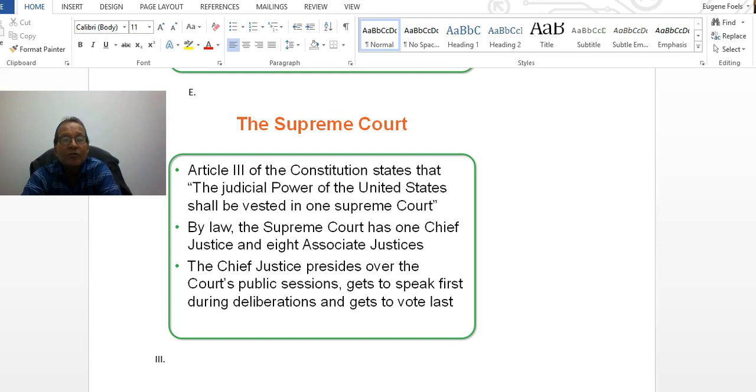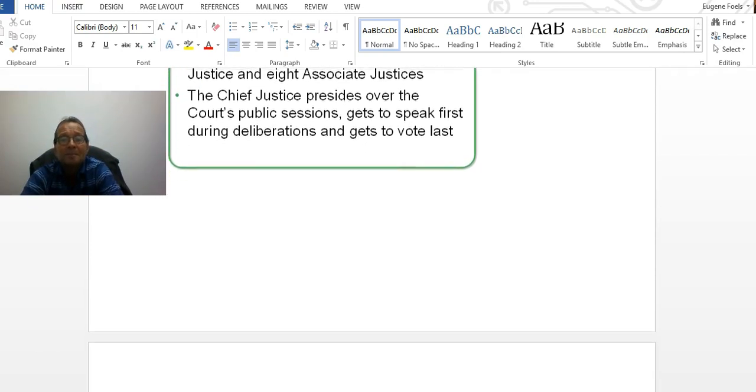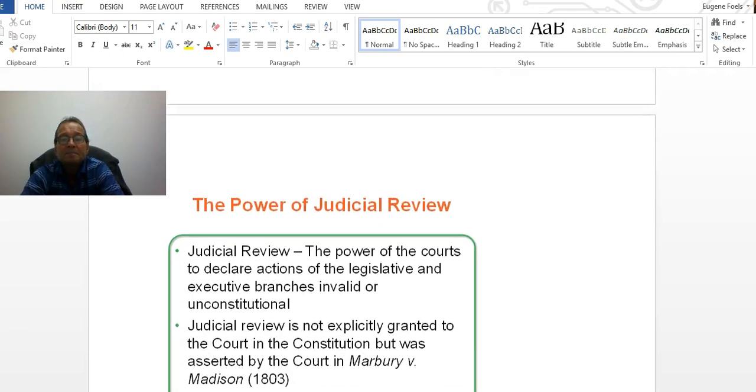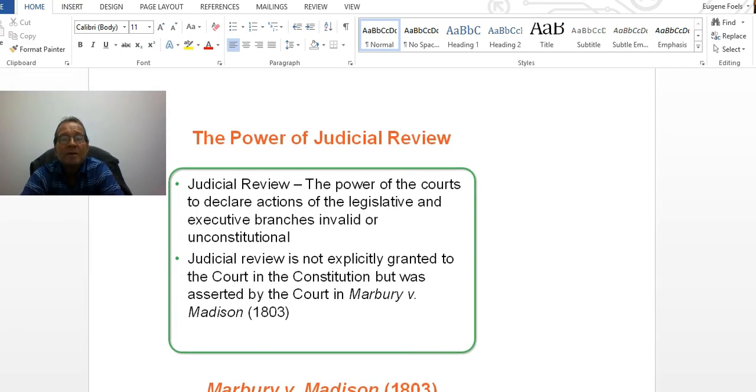The judicial power was established in Article 3, and it said it shall be vested in one Supreme Court. Again, Marbury established what the Supreme Court was going to do. Today, it has the chief and 8 associates. The chief presides over public sessions and gets to speak first during deliberations and gets to vote last. We have talked about this idea of judicial review. This is just fundamental to PS 110.